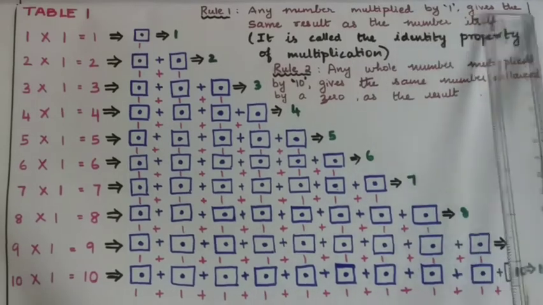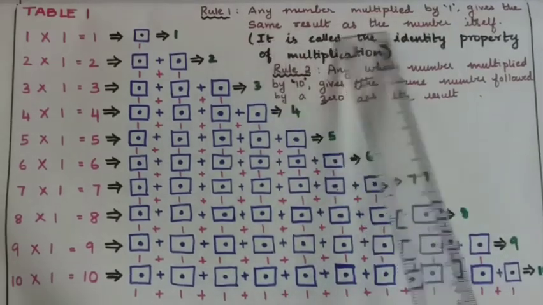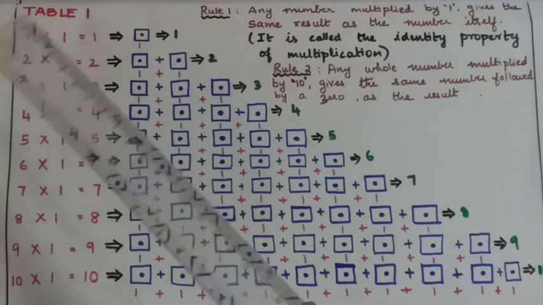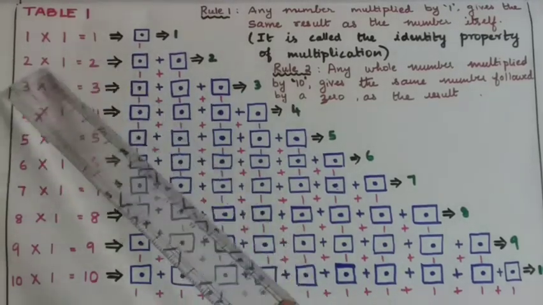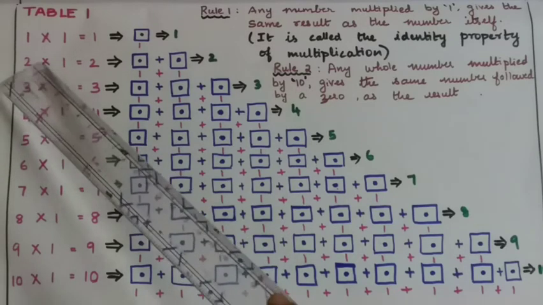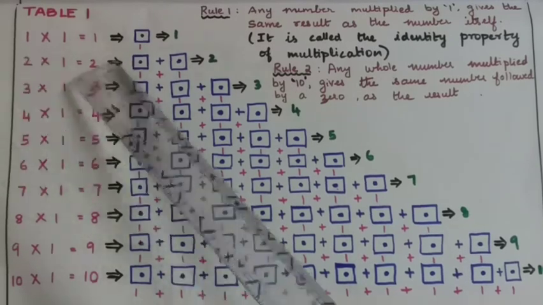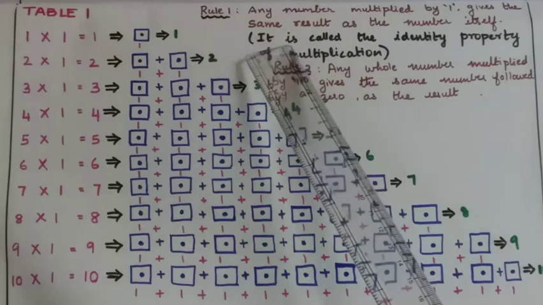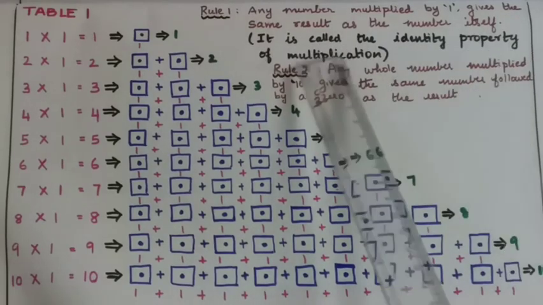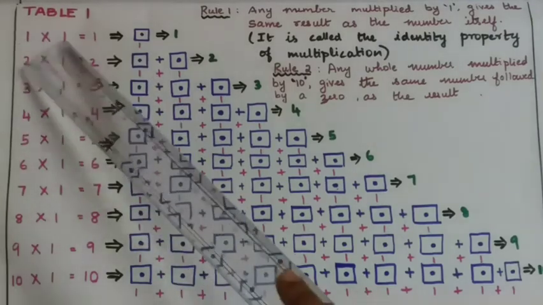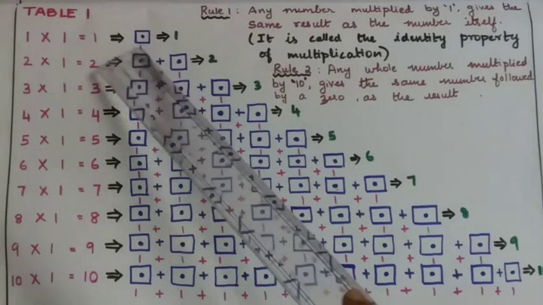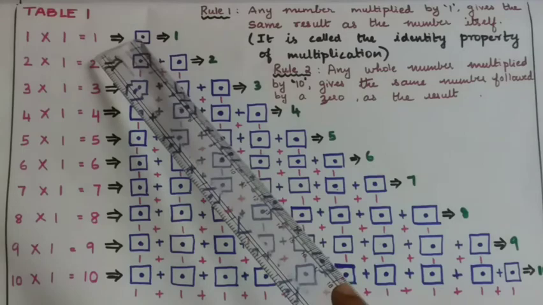Now let's teach the kids how these results are obtained. Any number multiplied by 1 gives the same result as the number itself. If you look at this table, any number multiplied by 1 is going to give the same number. If you take row 2, 2 is being multiplied by 1, so the result is going to be the same 2. This is called the identity property of multiplication. So 1 ones are 1, which means there is a group with 1 item, so the result obtained is 1.